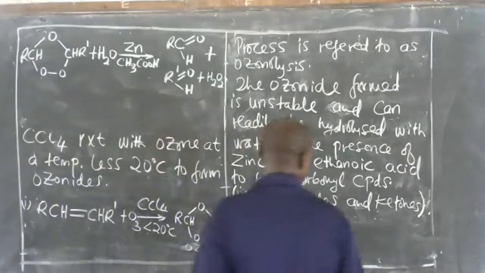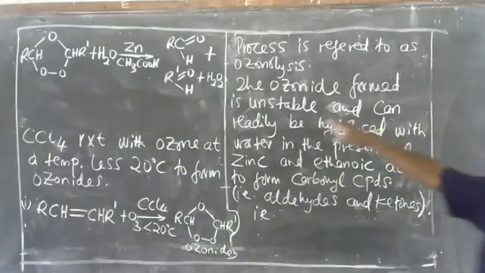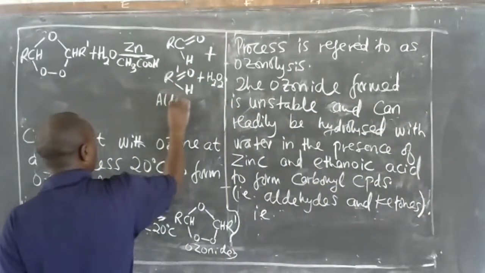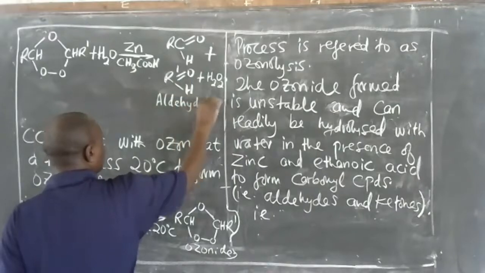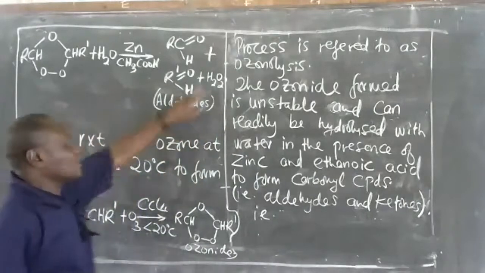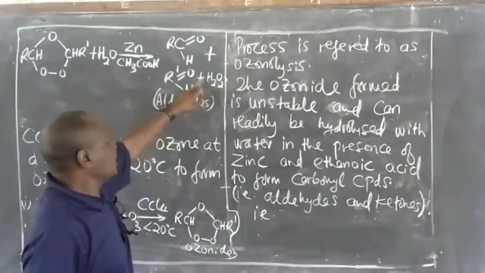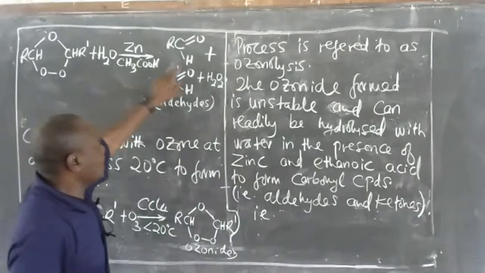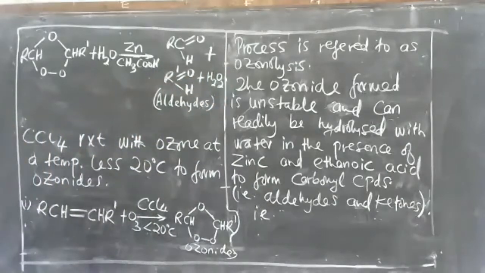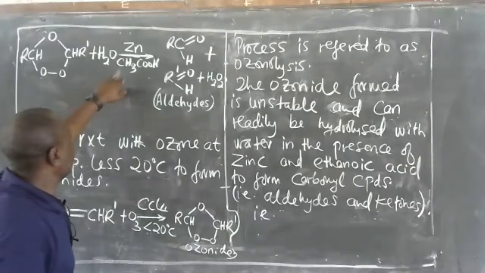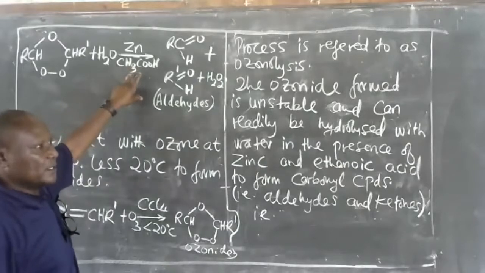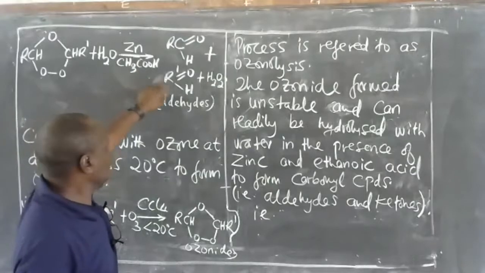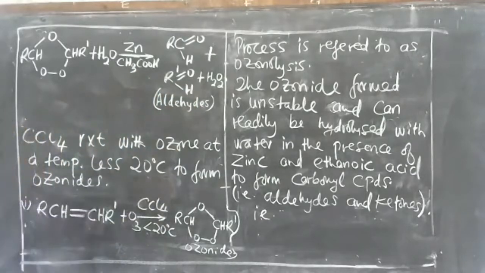Now, if we are getting aldehydes, since hydrogen peroxide is one of the byproducts, if you don't add the zinc and then ethanoic acid, these will undergo further oxidation to give us the carboxylic acids. That's why we carry out hydrolysis in the presence of ethanoic acid and zinc. The zinc and then ethanoic acid stops further oxidation of these, which would give us the carboxylic acids.